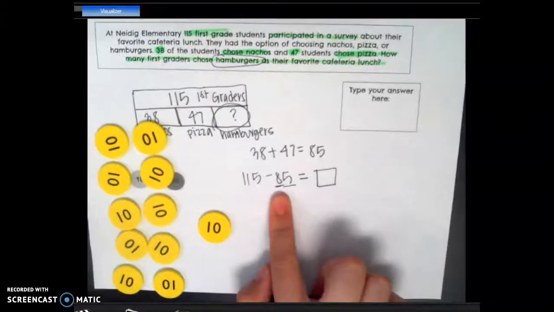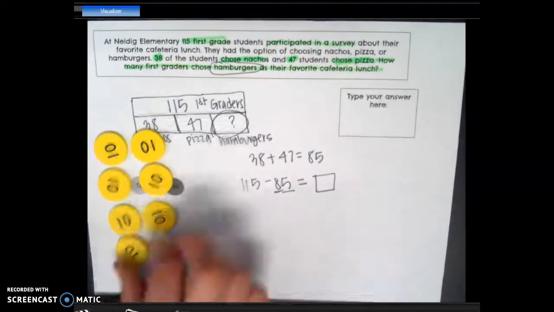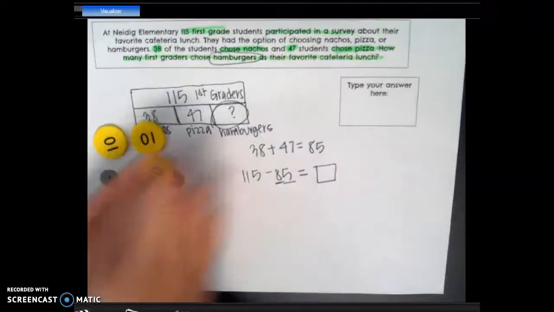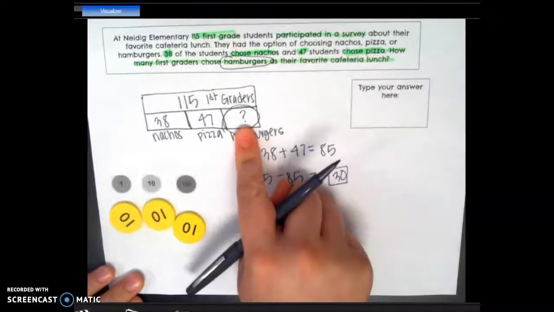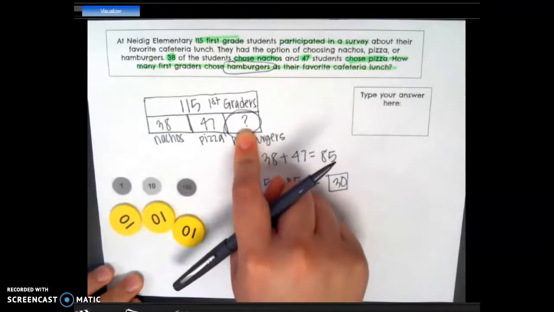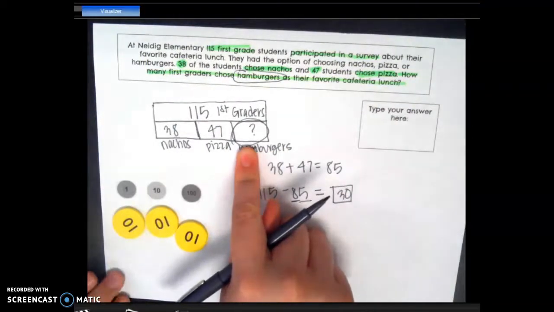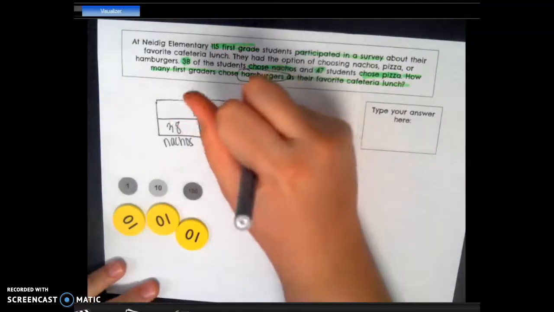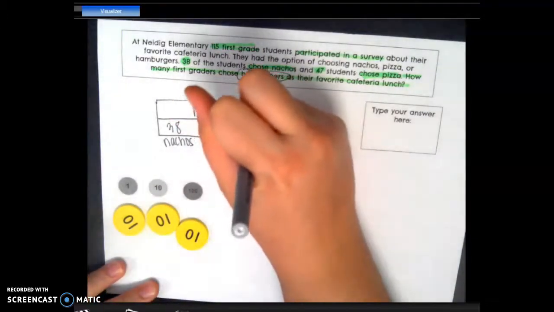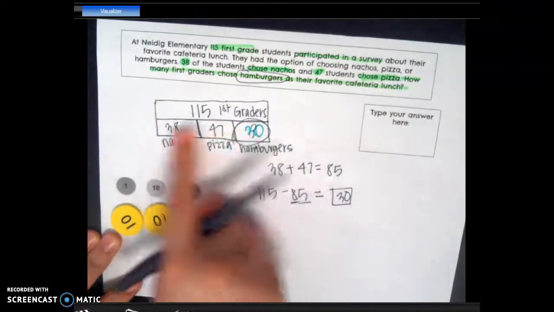Now can I take away 8 tens? Yes, you can. 1, 2, 3, 4, 5, 6, 7, 8. How many are you left with? 30. 30 students chose hamburgers as their favorite cafeteria lunch. Now I want to check my answer. This is 30 students. If I'm going to check my answer, I'm going to add all of these up.